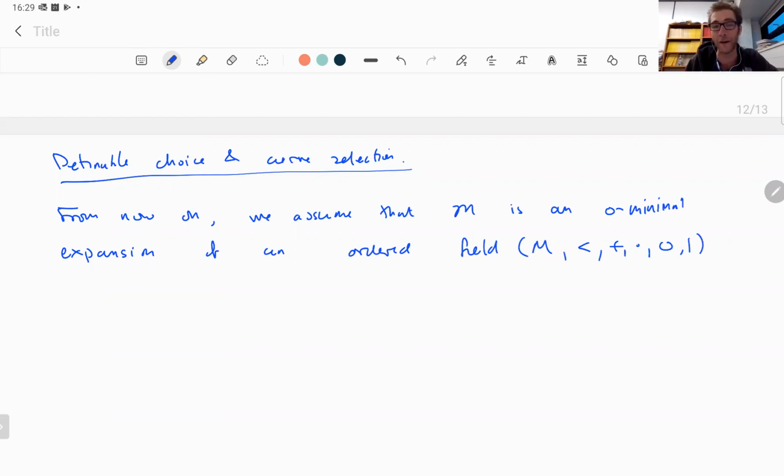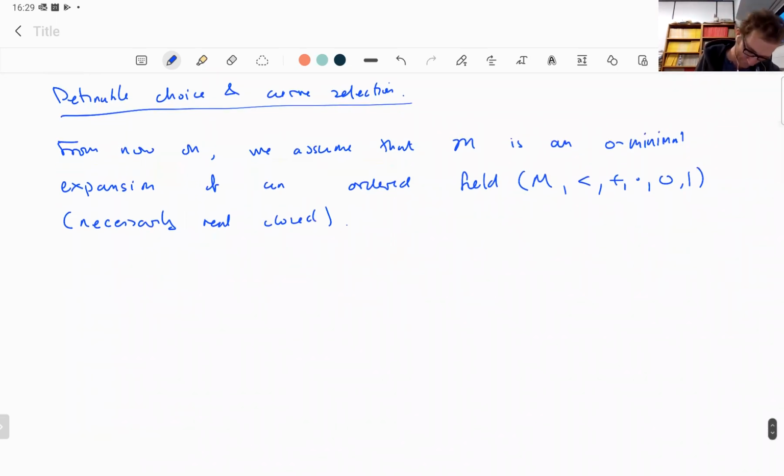And you can check that that ordered field is then necessarily a real closed field. So this is overkill for this section, but I'm just going to assume it anyway.